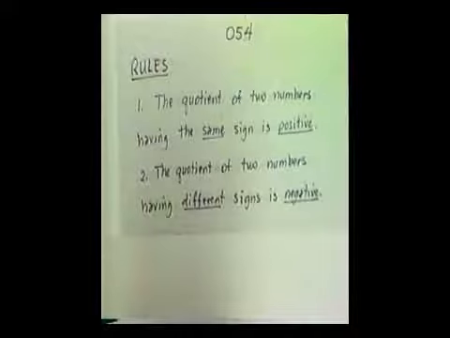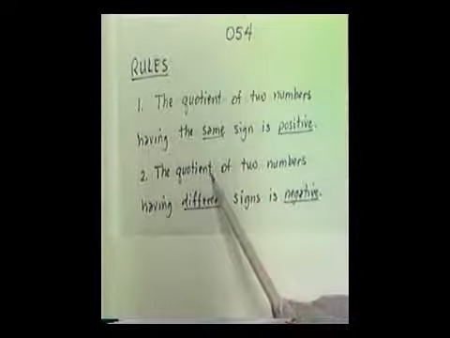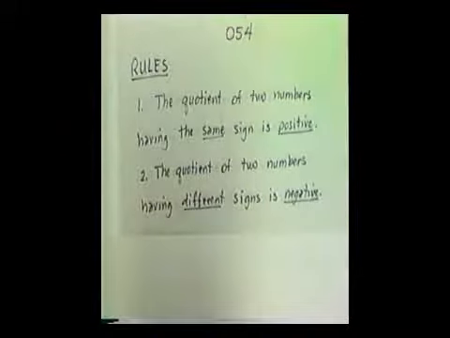Think about how these rules compare with the multiplication rules. The multiplication rules said exactly the same thing, except instead of the word quotient, we had the word product. So that means that if you have carefully learned the rule for multiplication, you know the rule for division as well, because they're exactly the same.